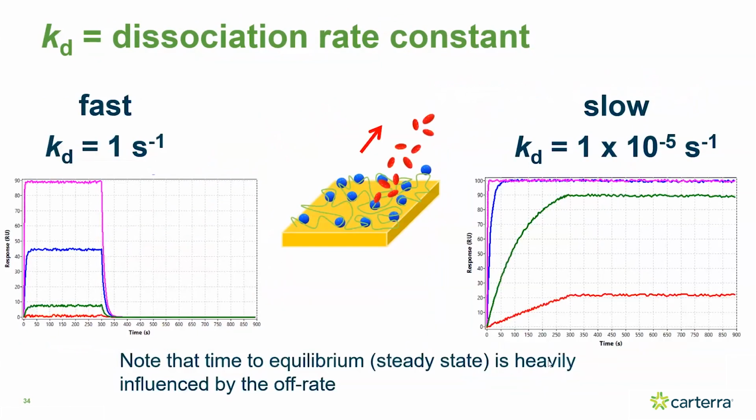So just to get a visualization of some examples, about the fastest off rate you're probably going to ever describe with an antibody interaction is about 1/second. You can see the dissociation happens almost immediately from the surface, whereas a very slow dissociation example would be a curve shown here where we have a 1 × 10⁻⁵ off rate. You sort of have a bracketing range.